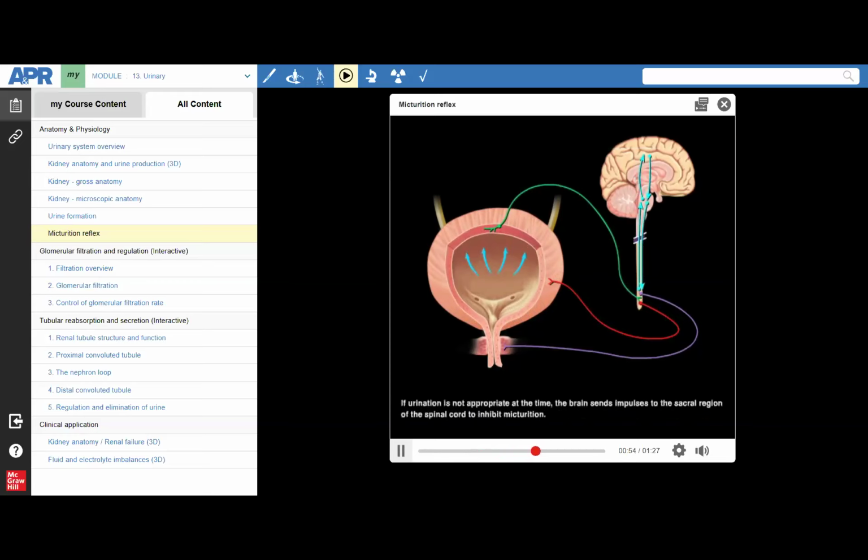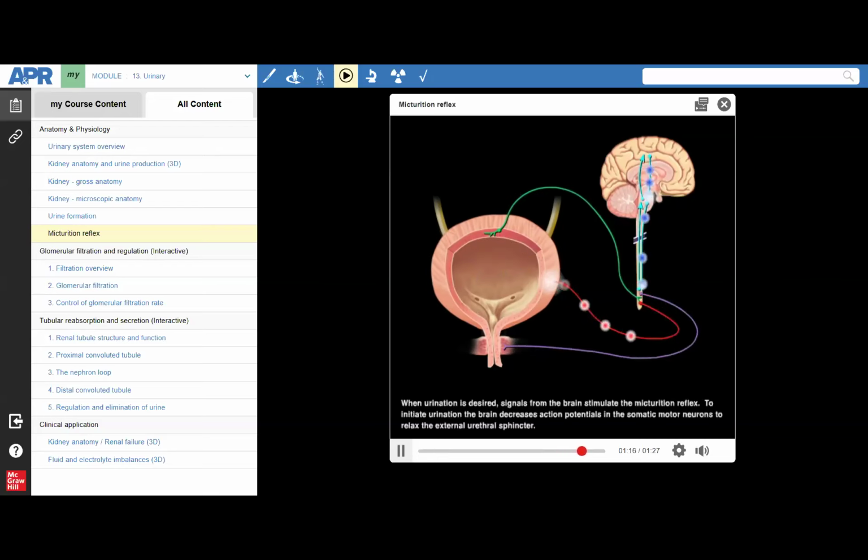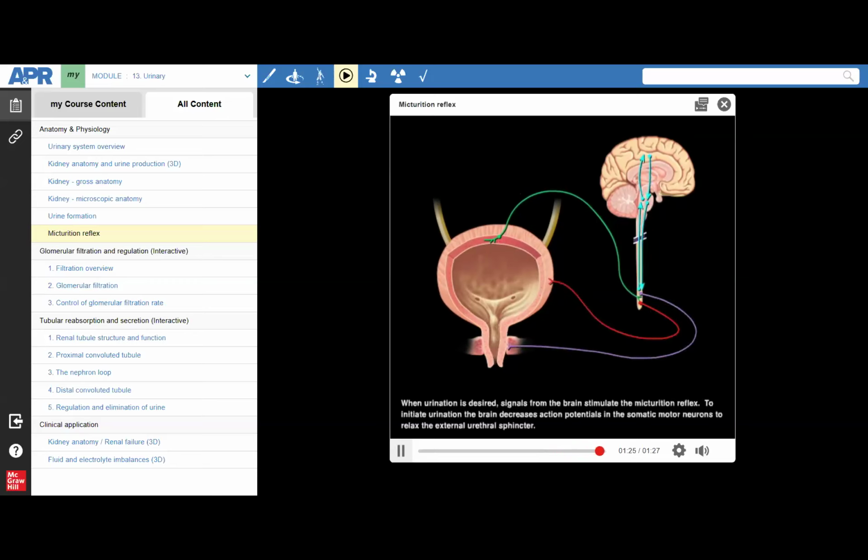If urination is not appropriate at the time, the brain sends impulses to the sacral region of the spinal cord to inhibit micturition. Impulses carried via somatic motor neurons keep the external urethral sphincter contracted, which also prevents urination. When urination is desired, signals from the brain stimulate the micturition reflex. To initiate urination, the brain decreases action potentials in the somatic motor neurons to relax the external urethral sphincter.